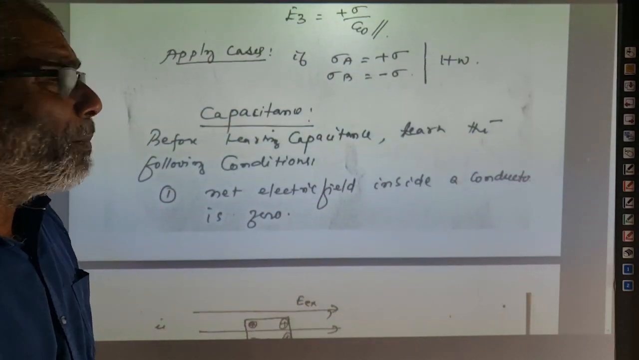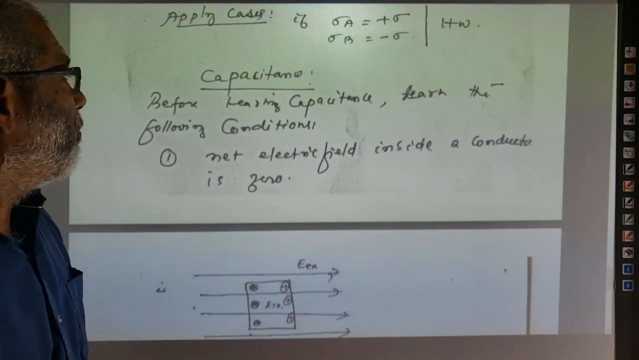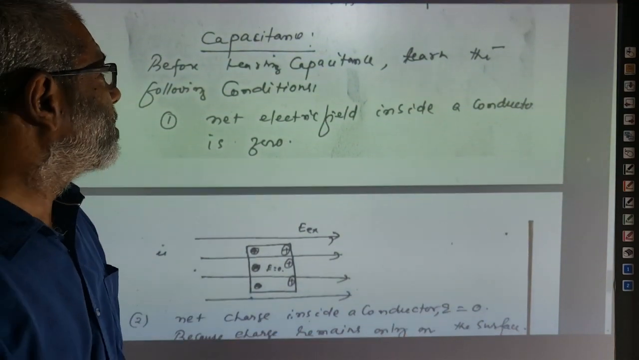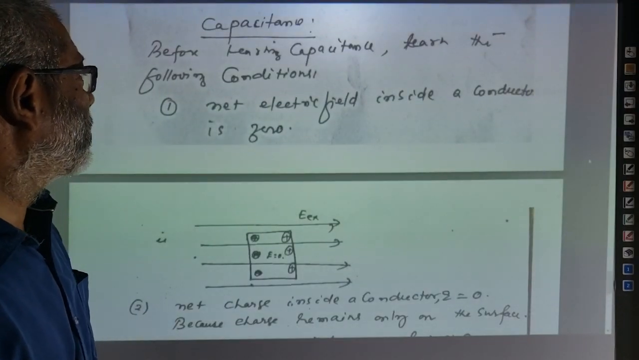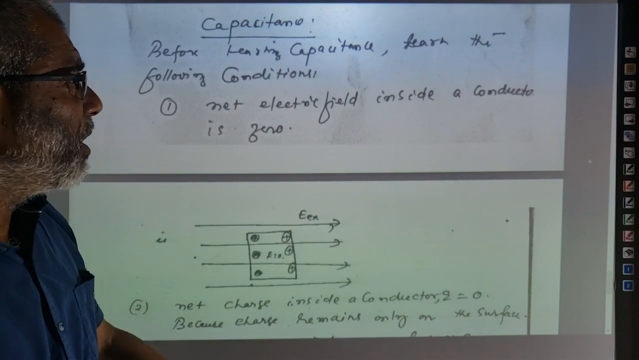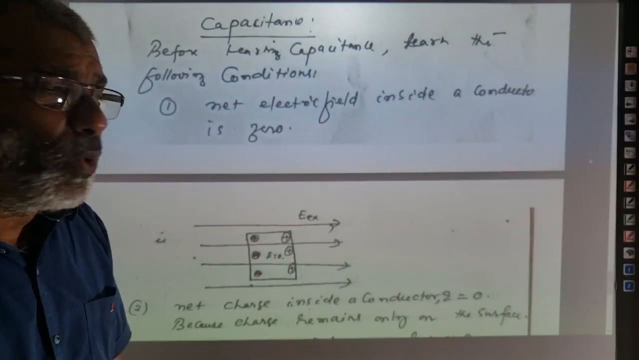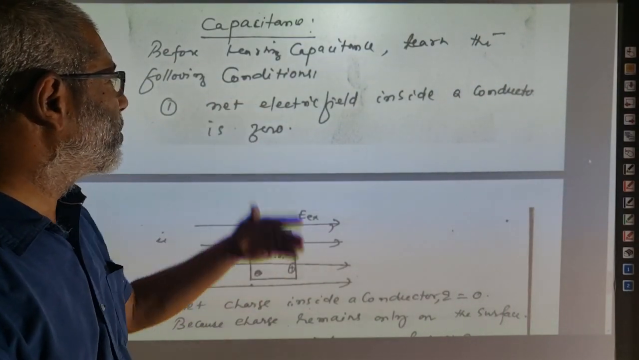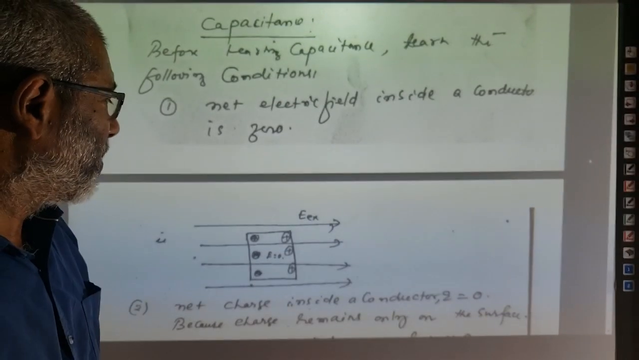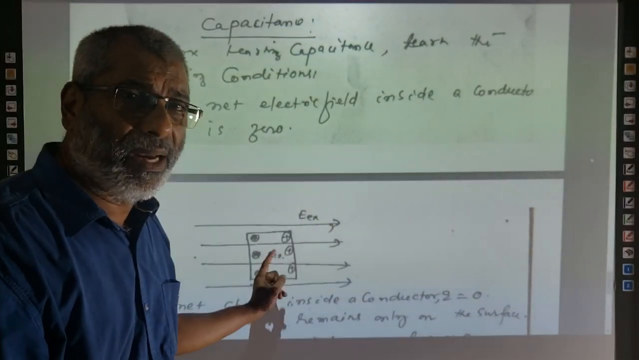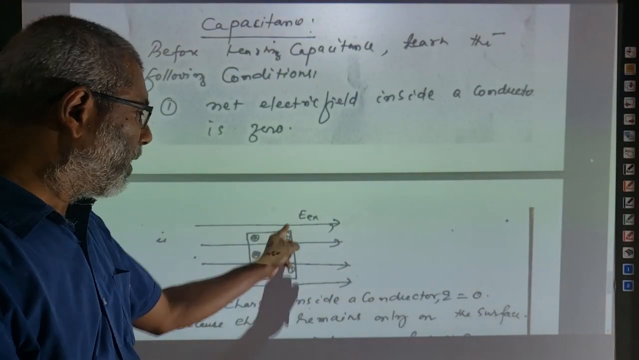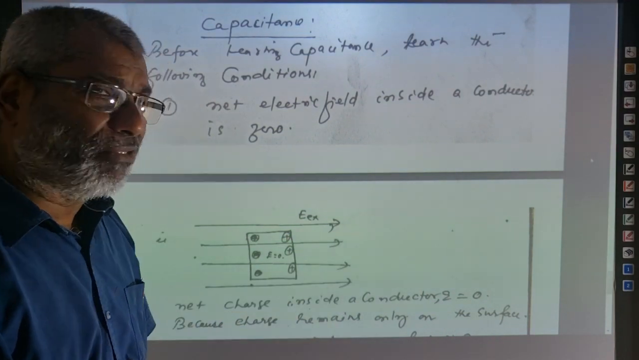Now the coming chapter is capacitance. Before learning capacitance, please learn the following conditions. These conditions are very important. We have to use them in this topic. First condition is net electric field inside a conductor is equal to 0. That is shown here. A total conductor is kept inside a uniform electric field.